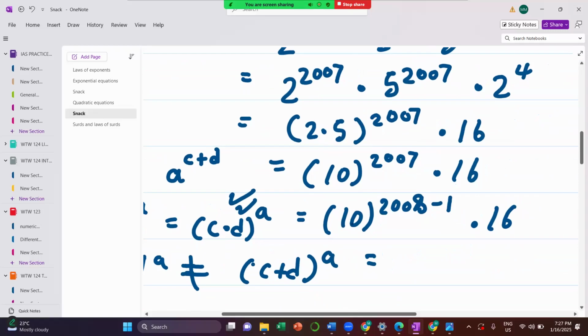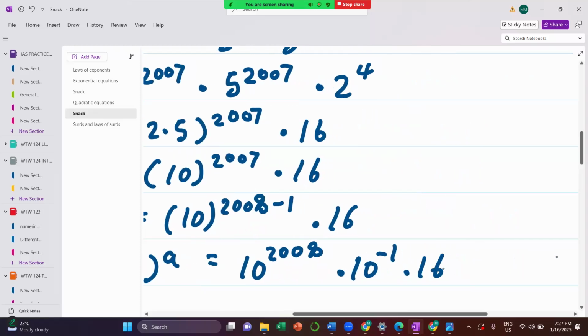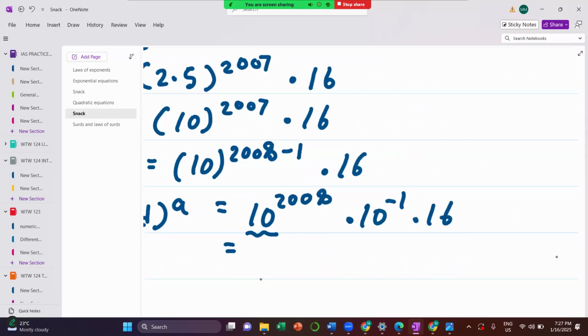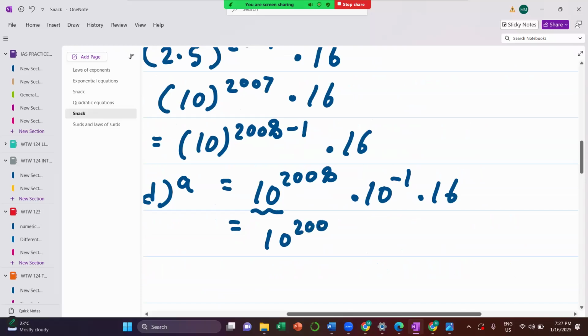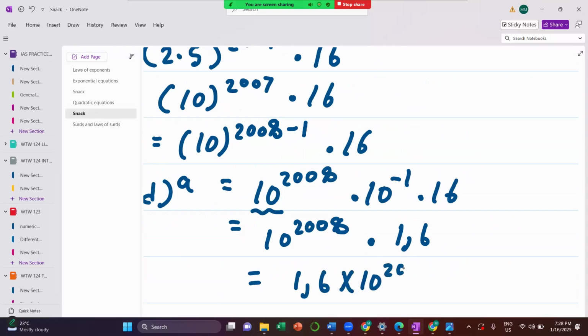So now I can separate this base of 10. So I can have 10 to the exponent 2008 times 10 to the exponent negative 1 times 16. So I can see I have what I want, 10 to the exponent 2008. So I can leave it as 10 to the exponent 2008. But now let me multiply 10 to the exponent of negative 1 and 16. It's just going to give me what? 1.6 from the calculator. So now I've actually proven that it's 1.6 multiplied by 10 to the exponent what? 2008.